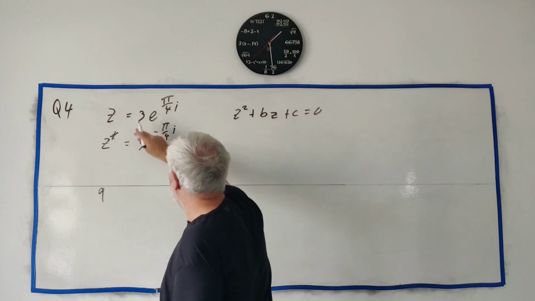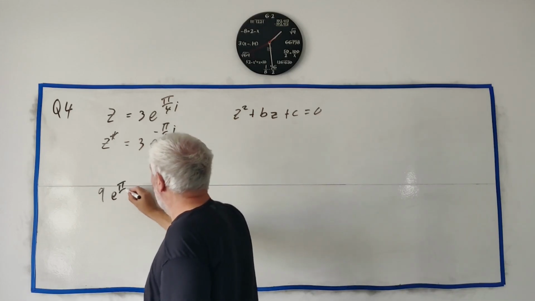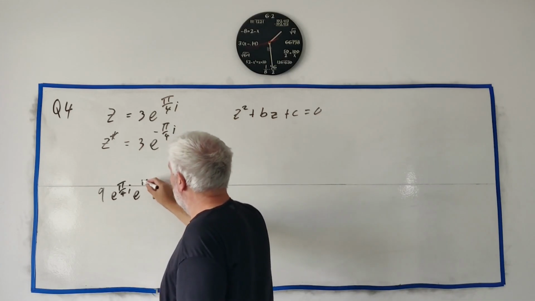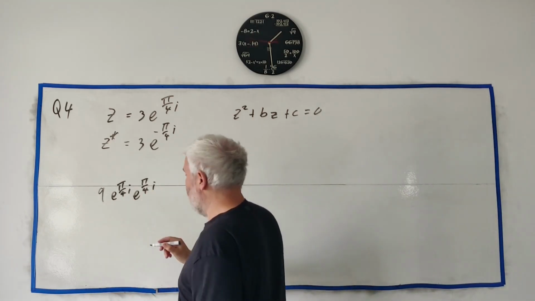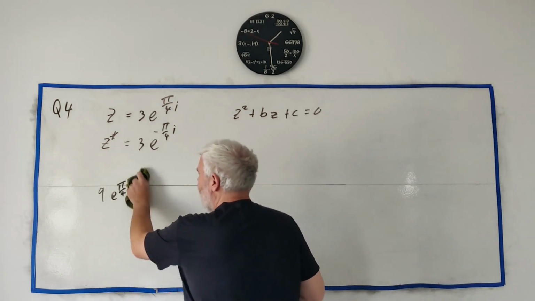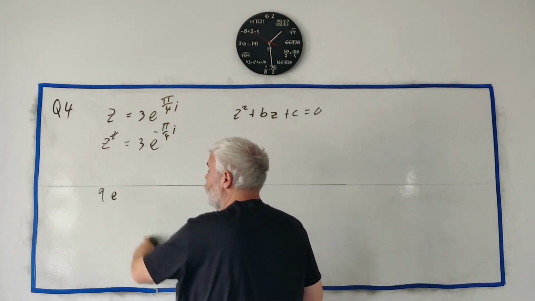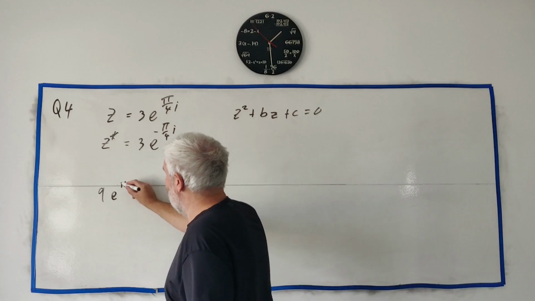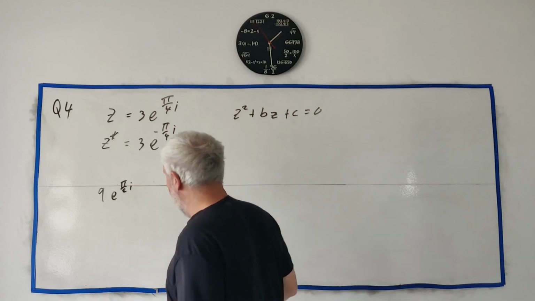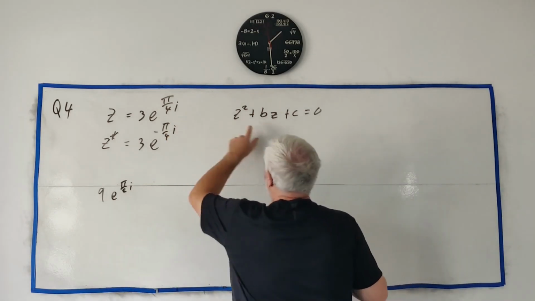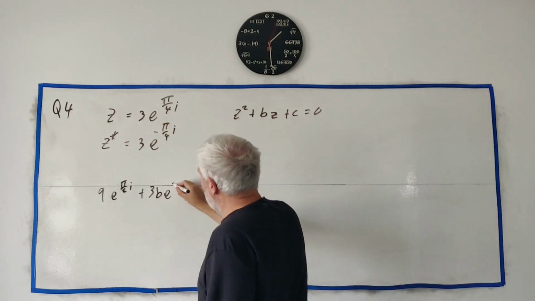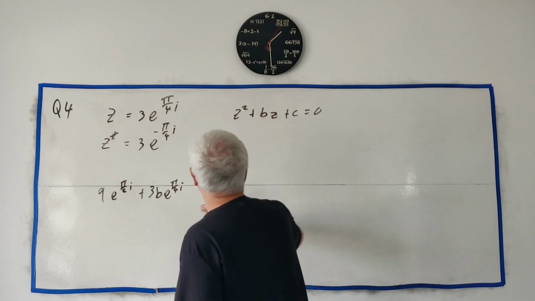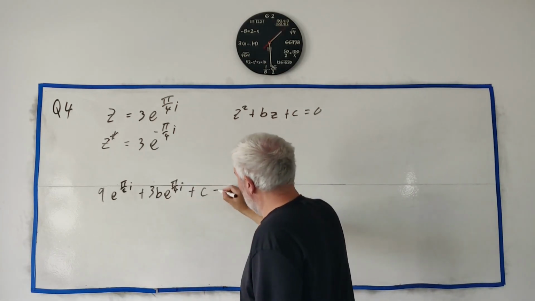Let me write that down. 3 by 3 is 9. e^(pi/4 i) times e^(pi/4 i). Remember, they just add these together. So that will just, I don't want to use up half the board, so I'll just put it in here. 2 pi over 4 is just the same as pi over 2 i. Okay, what else have we got? B multiplied by z. Well, that just becomes 3 times B e to the pi over 4i plus C equals 0.